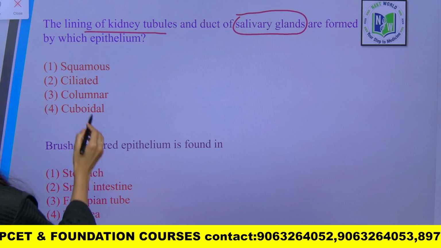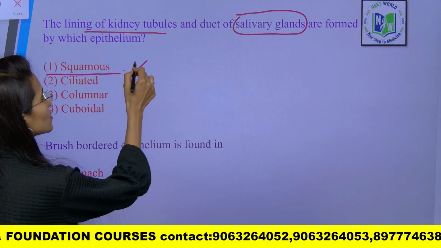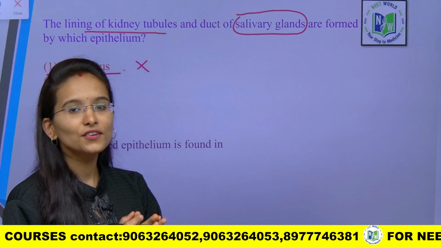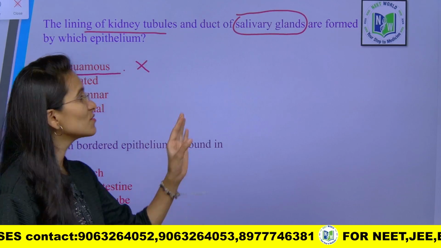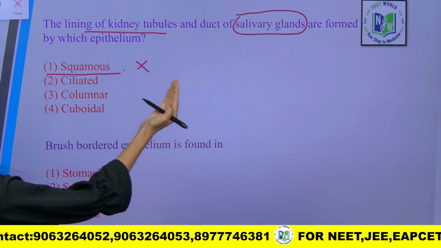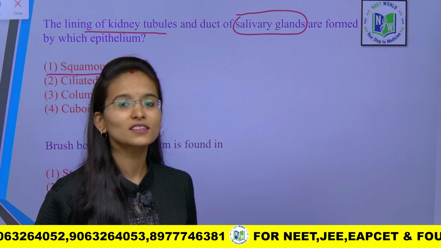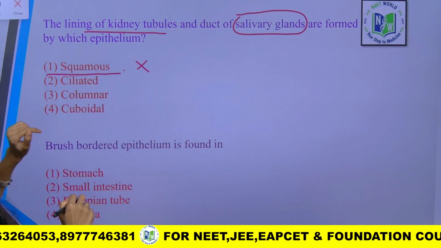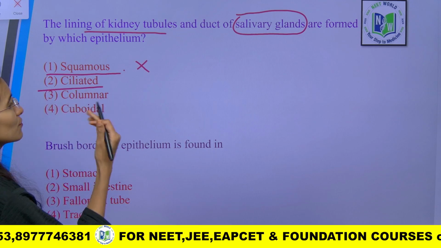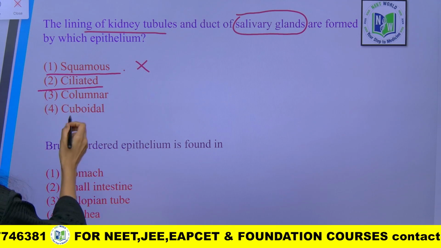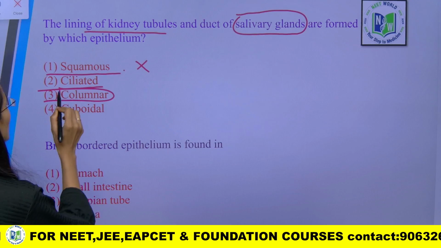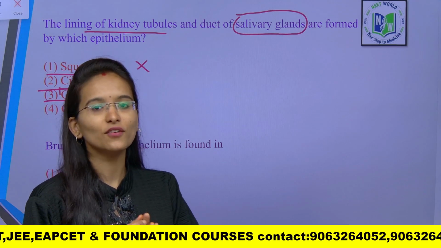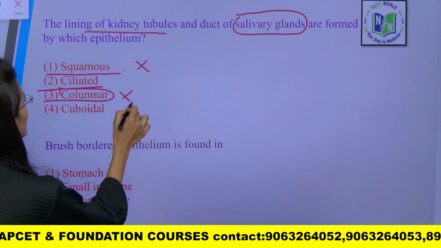The given options are: squamous epithelium. This is wrong because its function is in the diffusion and filtration process. We can observe that tissue in the lungs, in the process of respiration. So this will be wrong. Next, ciliated epithelium we can find in the fallopian tubes, and columnar epithelial cells we can find inside the intestines and linings of the stomach. So these also will be wrong options.